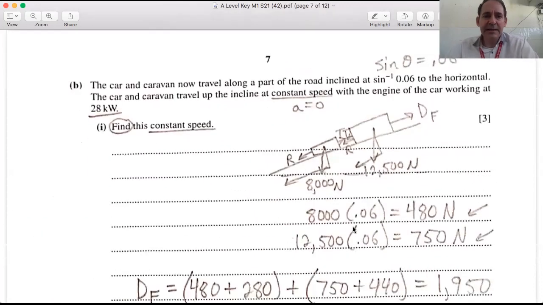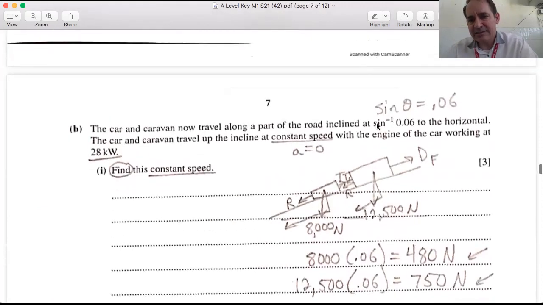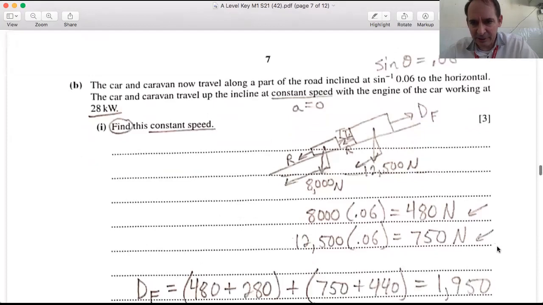Going on to part B, now our car and caravan are going up an inclined plane that has an angle of inverse sine of 0.06. So if you sine both sides, that means sine of the angle is 0.06. The car and the caravan are going at a constant speed. So again, there's no acceleration, no net force, and the engine is working at 28 kilowatts. Find the constant speed at which this car and caravan are going.